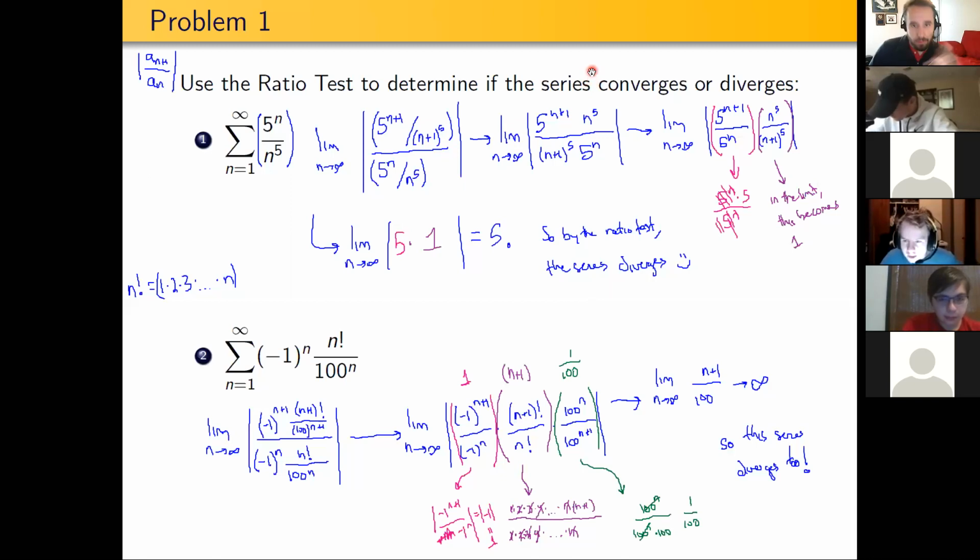Real quick, could you re-explain your thinking with the factorials? Yes, absolutely. So sort of focusing on this part right here, you mean? Yes. Happy to, absolutely.